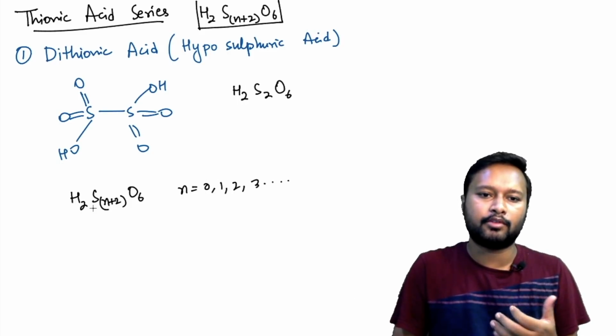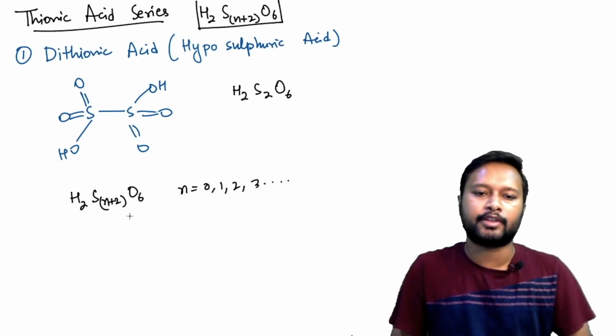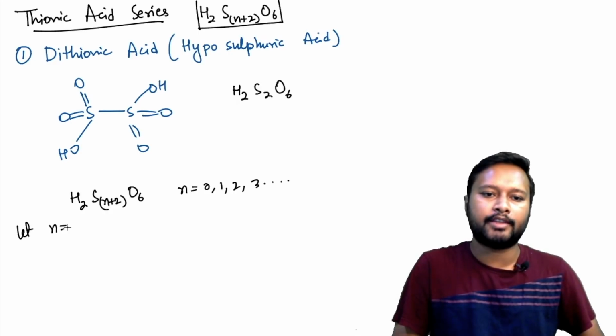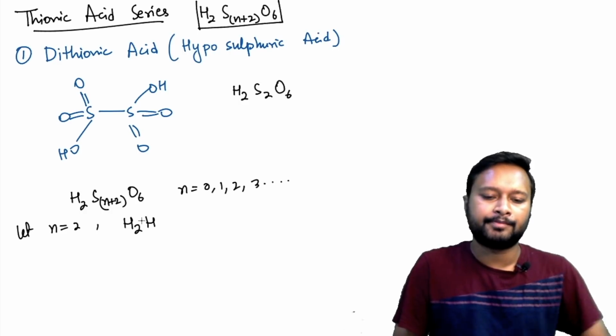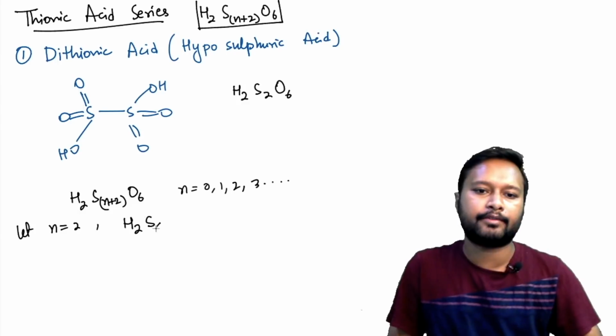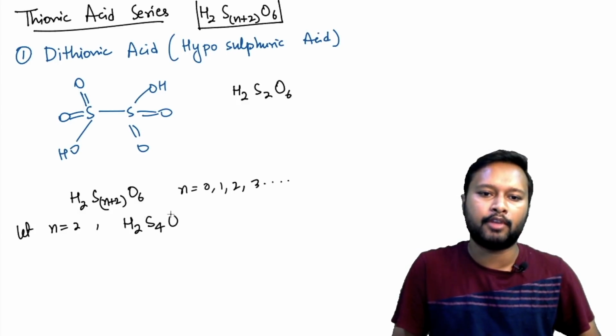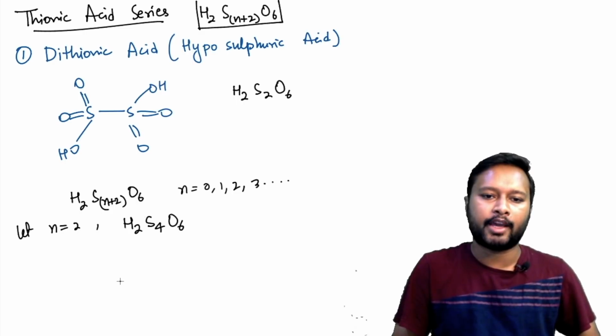Okay, n was 0, that's why you are having H2S2O6. So let n equal 2. If I take n equal to 2, what will be my formula? The molecular formula will be H2, and I will have S4 here, because 2 plus 2 will be 4, and O6. This particular molecule is going to have a structure like this.